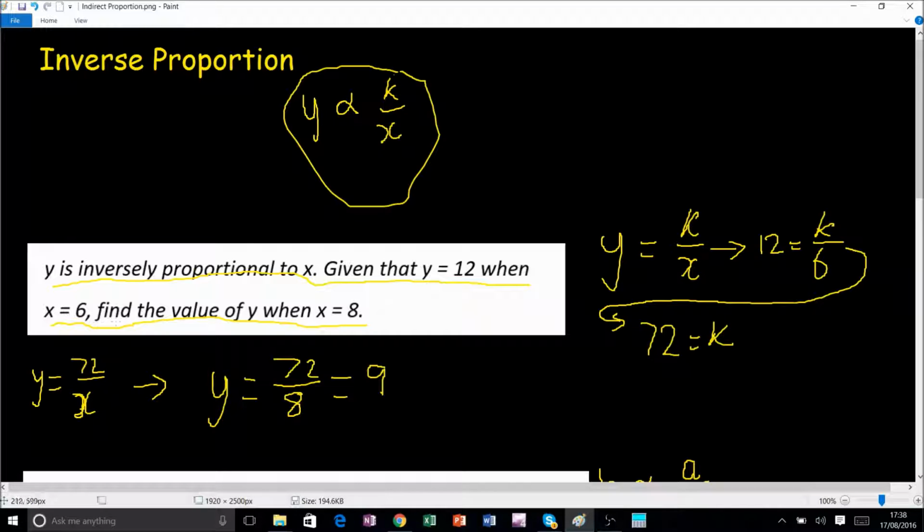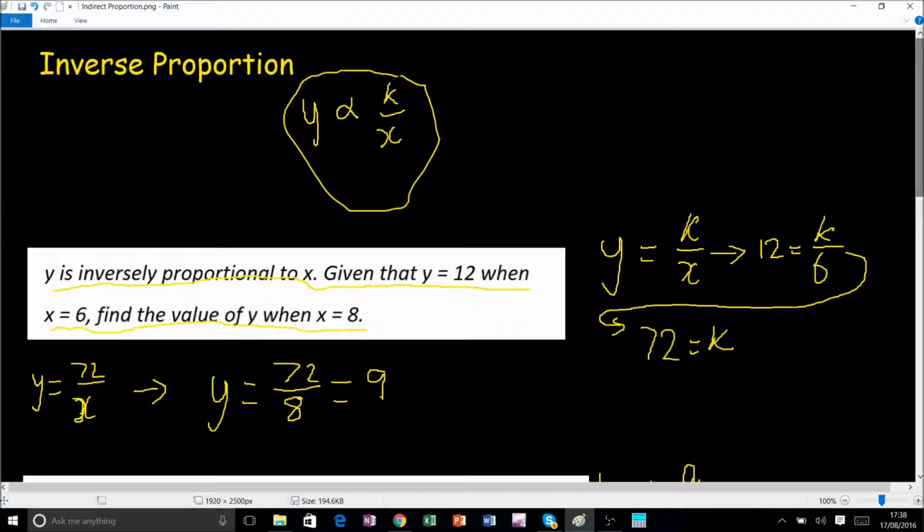Then it asked us to find out what the value of y was when x is equal to 8. So again, we just substitute our values into the equation. So we had y is equal to 72 divided by 8, and that just gave us 9. So when x was 8, y was 9. Okay, guys, so this is inverse proportion. It isn't that bad. It isn't too hard.